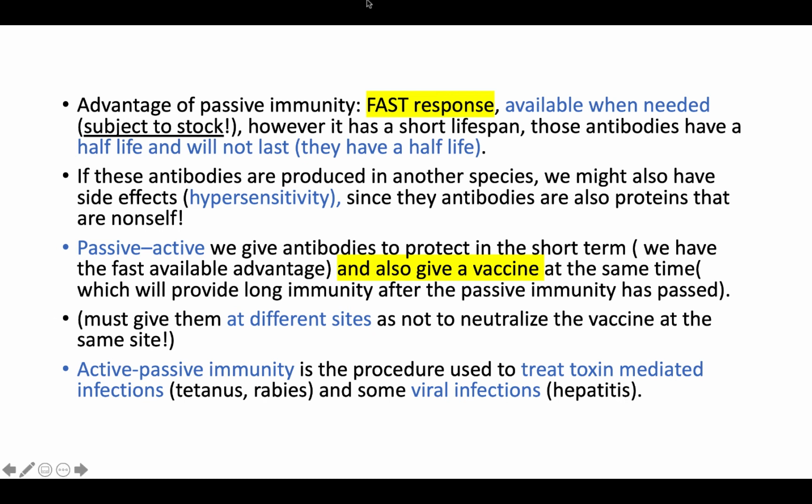We must sometimes give them at different sites so as not to neutralize. That means you don't give the antibody injection with the vaccine in the same place. You give the vaccine on one side. If one arm, for example, the other arm you give the other, so you cannot neutralize the vaccine with the antibody. Active-passive immunity is the procedure of using antitoxin and then giving, for example, after infection, for tetanus, rabies, viral infections, hepatitis.